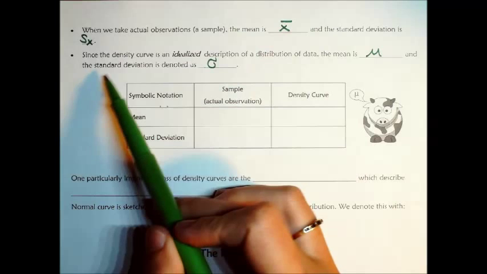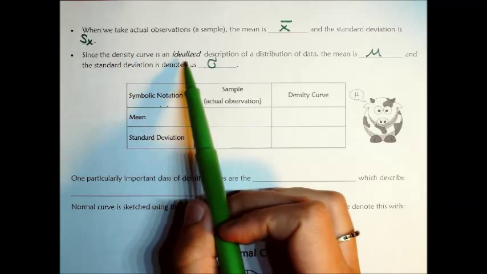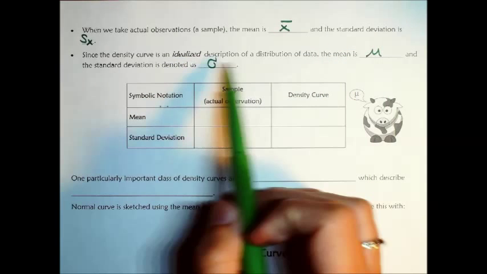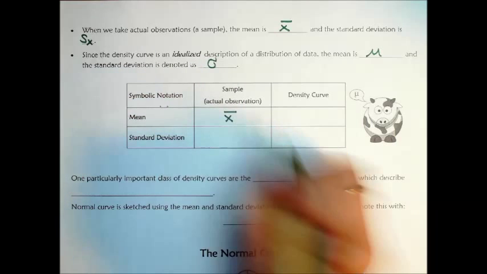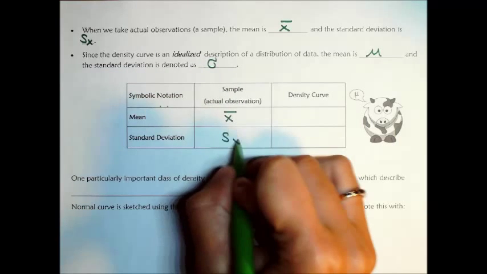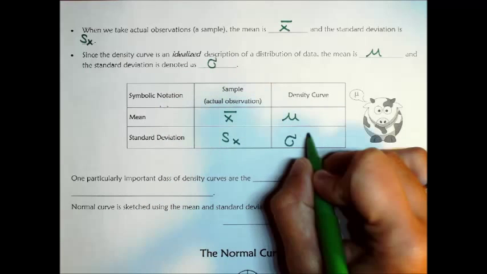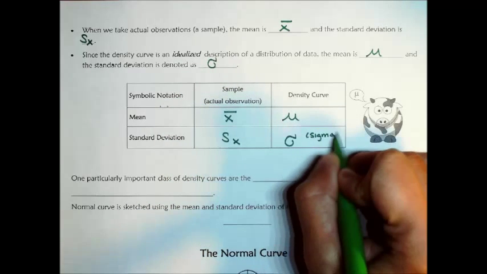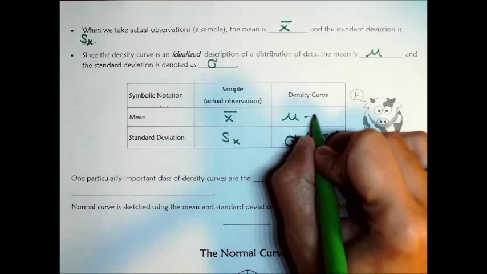When we're talking about a density curve, remember it's a hypothetical, theoretical, idealized description. Our mean is mu, our standard deviation is called sigma. So in a sample, our symbols look like this. In a density curve, our symbols look like this. And I put this little cow here to remind you that this symbol sounds like mu. Sounds like a cow.